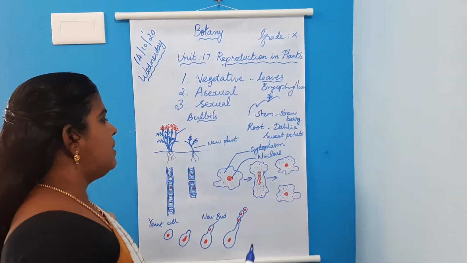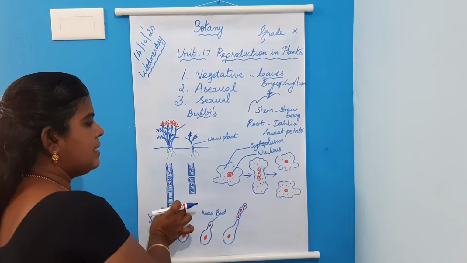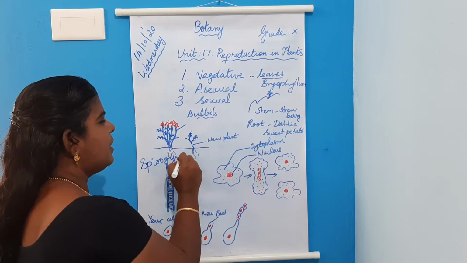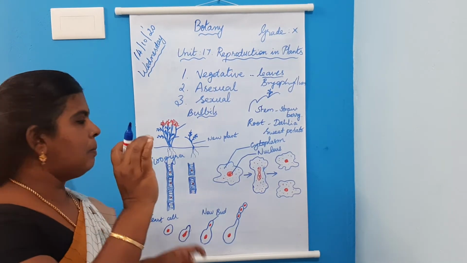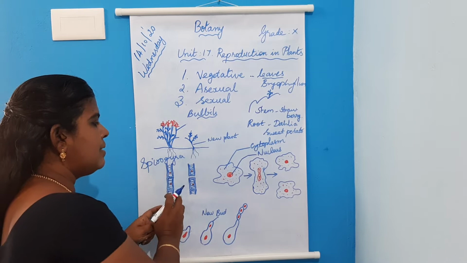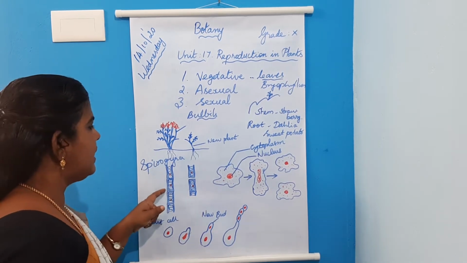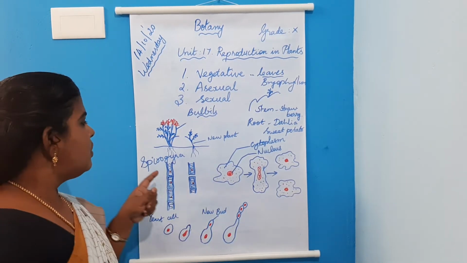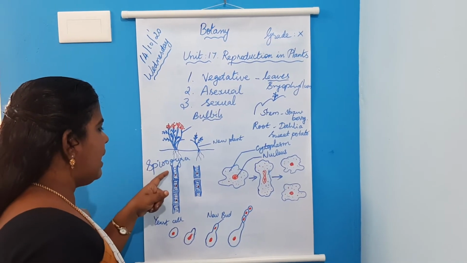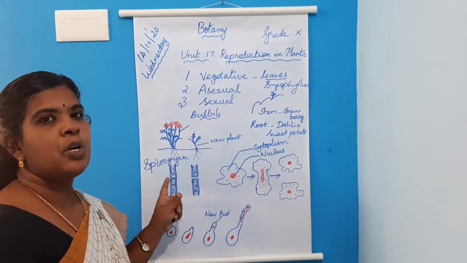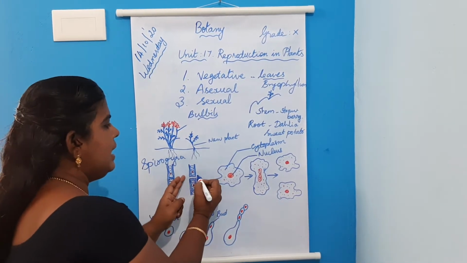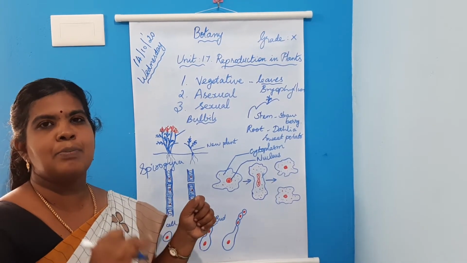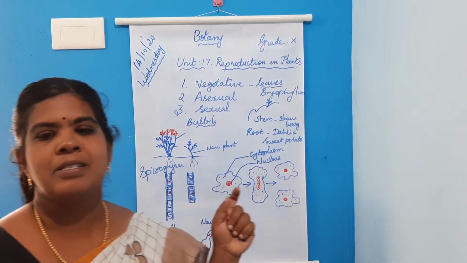Some plants, for example the filamentous algae, namely Spirogyra. In Spirogyra, the plant body is a thallus. It can be broken into certain segments. Each segment can develop into a young one. So plants can propagate by this fragmentation.